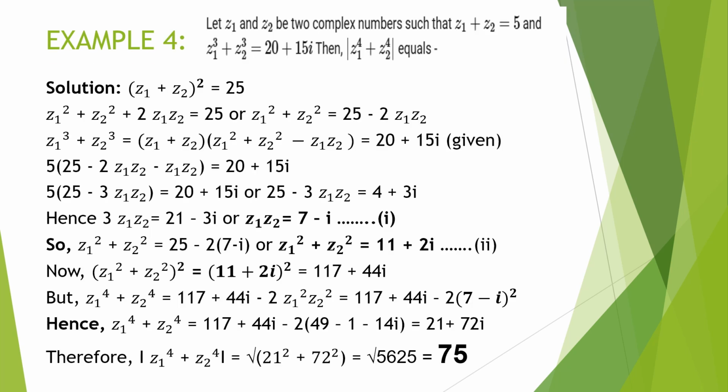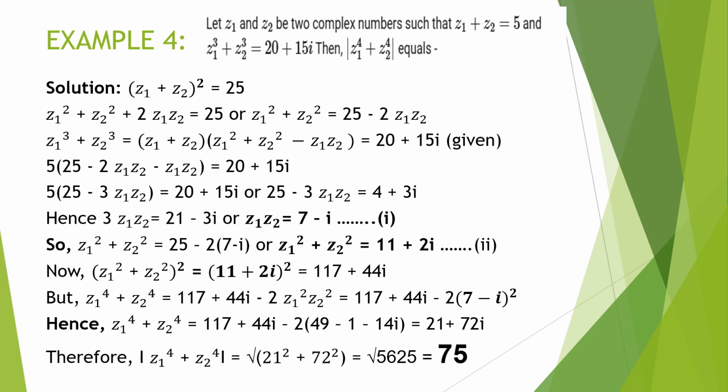Example 4. Let z1 and z2 be two complex numbers such that z1 plus z2 is equal to 5 and z1 cube plus z2 cube is equal to 20 plus 15i. Then find the value of mod of z1 raised to 4 plus z2 raised to 4. Now see what is given over here. We have seen examples of this type for real numbers. Similarly, this is for complex numbers.